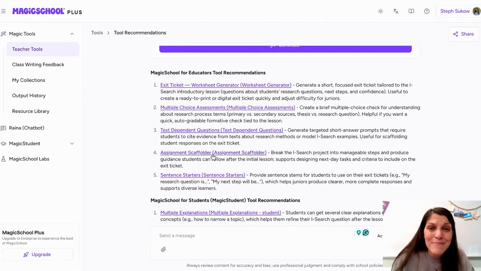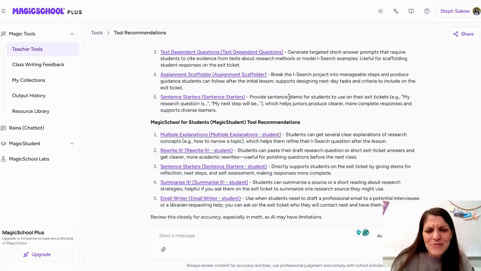I really like the assignment scaffolder because I'm working with a much larger project, so I definitely will be using this. Sometimes I like having a sentence starter, which is really great to provide me or my students with ways to get started with their thinking. And an exit ticket generator is always really great as well.